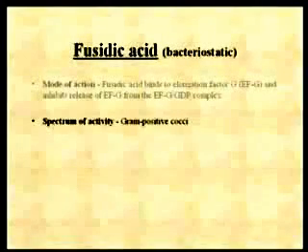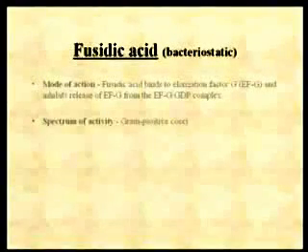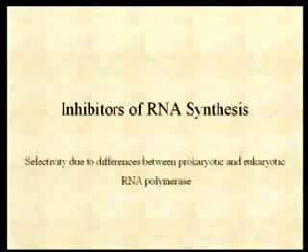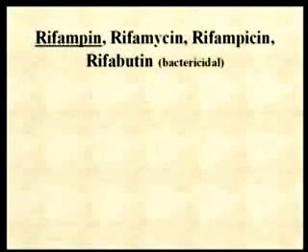A spectrum of activity primarily in gram-positive cocci infection. Okay. Those are all the protein synthesis inhibitors. Some target the 30S, some target the 50S, and one targets the elongation factor G. There are a few antibiotics that target nucleic acid biosynthesis, and we'll look at the RNA inhibitors first, and obviously selectivities because our RNA polymerases are different than the bacterial RNA polymerases.